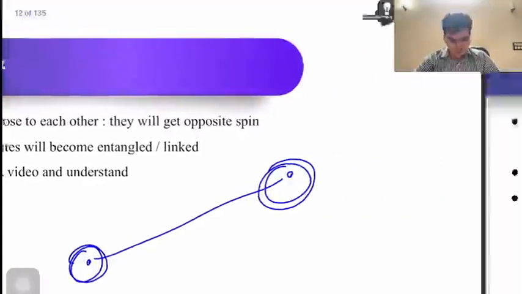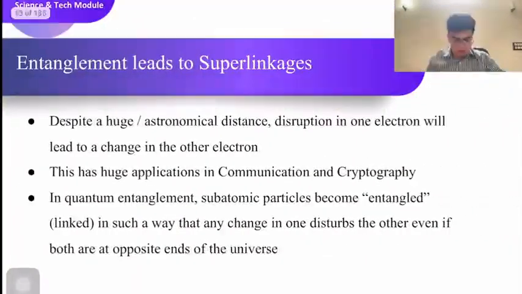Okay. Now, what is happening in entanglement? Despite a huge astronomical distance, disruption in one electron or looking at one electron spin will lead to understanding the other electron spin also, right? This is quantum entanglement, because the subatomic particles have become entangled in such a way that any change in one disturbs the other, even if both are at the opposite sides of the universe.